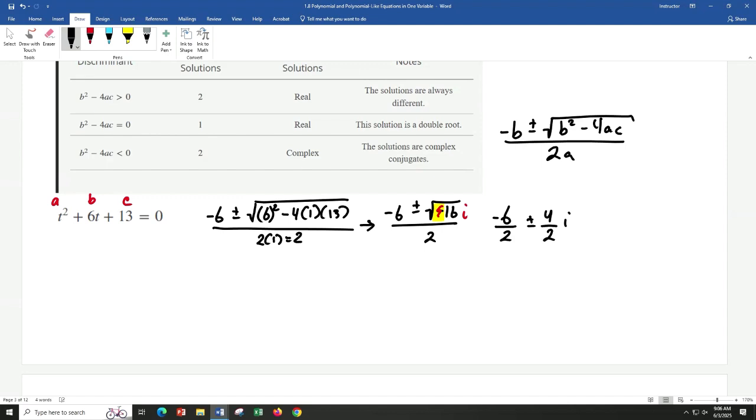Now I've got two fractions I just need to simplify, and I'm going to get what? Negative 3 plus or minus 2i. You might say, well, I didn't really need to split that up. And you're right, you didn't really need to, but sometimes you're going to get a different denominator. So you've got to be careful about that. So I'm going to say, just split them up until you get really good at seeing those.